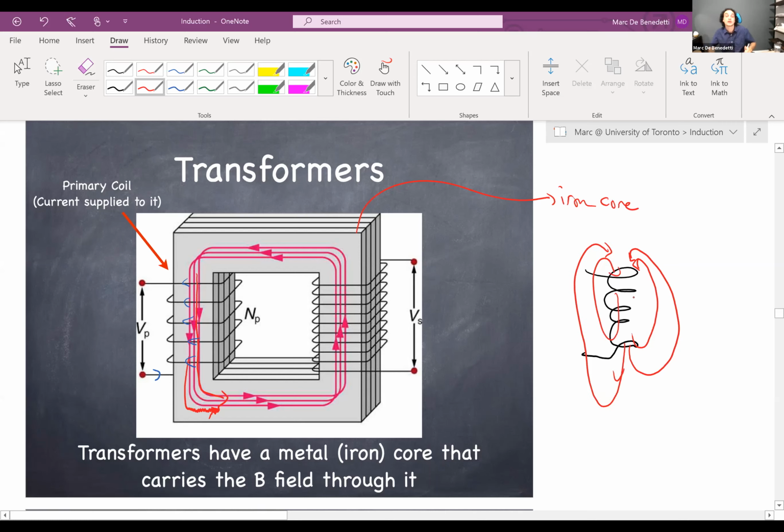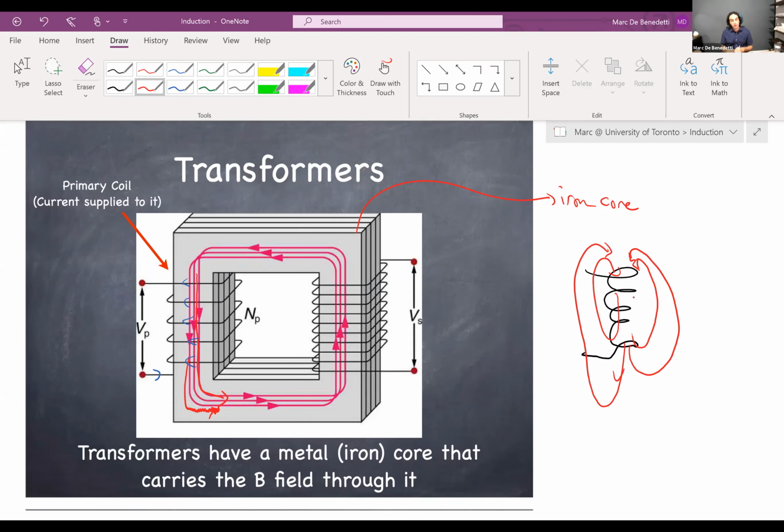Okay, without the iron core. With the iron core, because iron is ferromagnetic, I guess is what they call it. Iron, and most metals, but iron specifically, has the ability to sort of channel the magnetic field. It's a way in which we can manipulate it, like a road for the magnetic field.